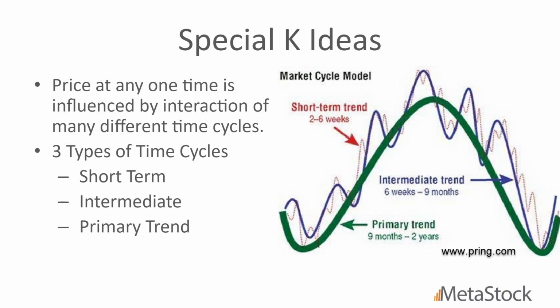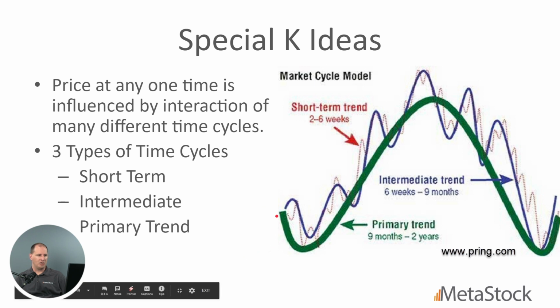So the Special K, what is it? First of all, it's looking at multiple time frames. And when I'm talking multiple time frames, I'm not talking a 5-minute, 10-minute, things like that. We're talking time frames over time. If we look at this chart over here, we have a primary trend, which is developed over 9 months to 2 years, an intermediate trend, which is this purple, developed over 6 weeks to 9 months, and then a short-term trend, developed over 2 to 6 weeks. So it's using these 3 different time frames to help us identify time cycles, okay?